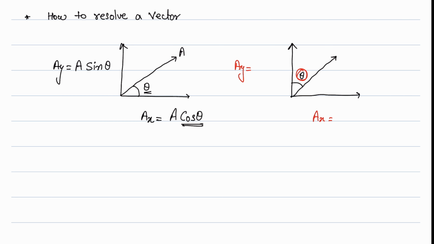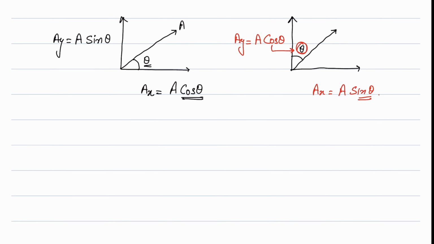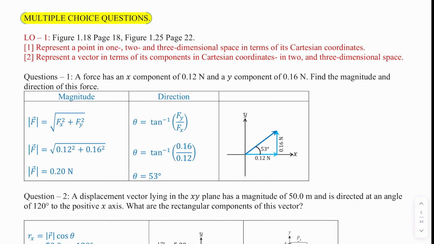Is it fine? Okay, so what should be the ax? A cosine theta. Wherever the theta is, you will get the cosine. If there is no angle, it is a sine theta. Fine? Okay, now let's move to the question.